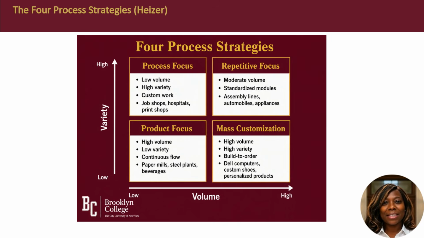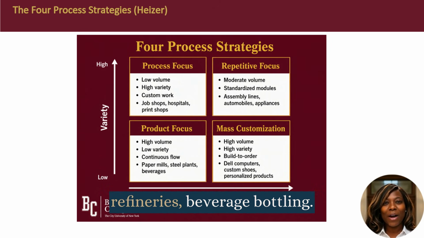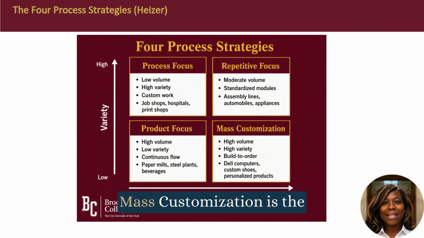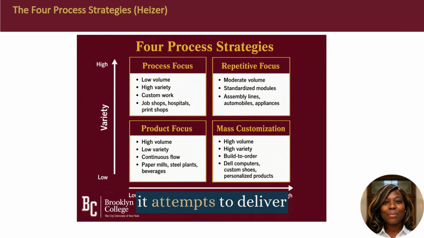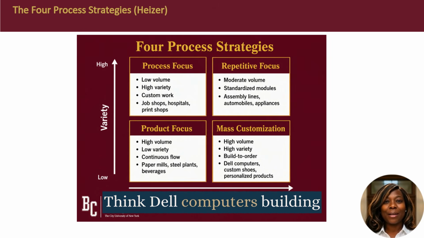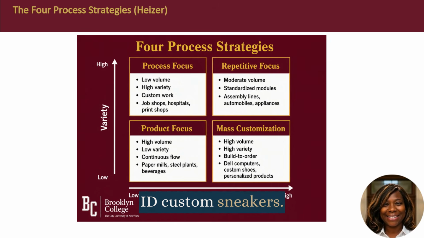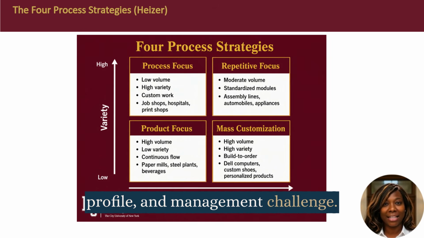In the lower left, product focus is for high volume, low variety continuous production, paper mills, oil refineries, beverage bottling. In the lower right, mass customization is the most challenging strategy. It attempts to deliver high variety at high volume. Think Dell computers building to order, or Nike ID custom sneakers. Each strategy has a different cost structure, flexibility profile, and management challenge.